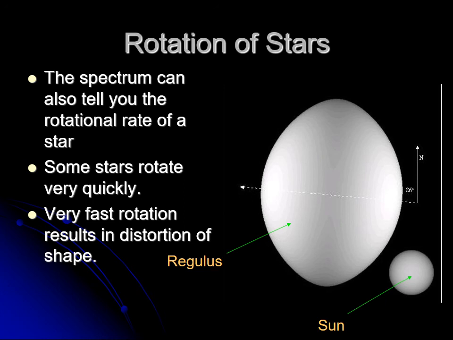The sun rotates once every few weeks, and so the sun actually looks kind of round compared to a star like Regulus. This also would change things. If you look at Regulus from one side versus the other side, you see more of it, and so it would actually look brighter from one side than from another.